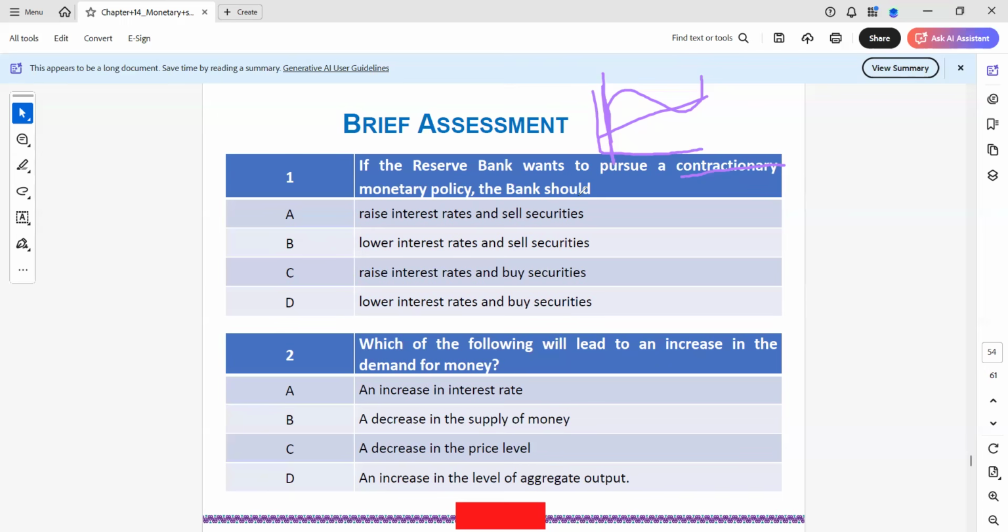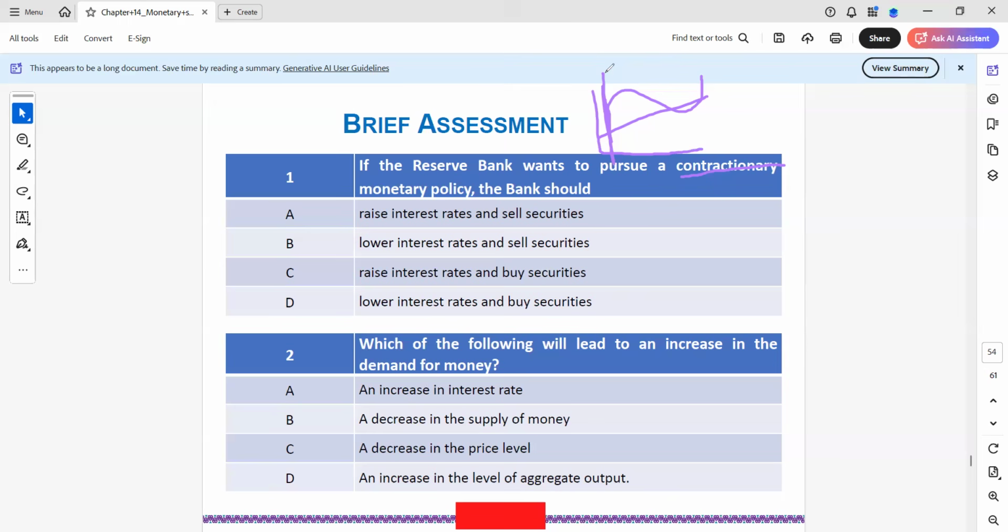In terms of the interest rate, we'll have to increase the interest rate so that loans become expensive, right? And securities. With the securities, the South African Reserve Bank will need to sell securities, because if they sell securities, commercial banks will buy the certificate and give them money. That will reduce the amount that is in circulation, right?